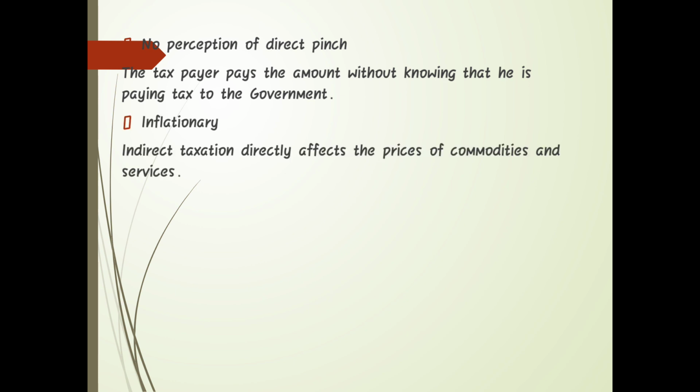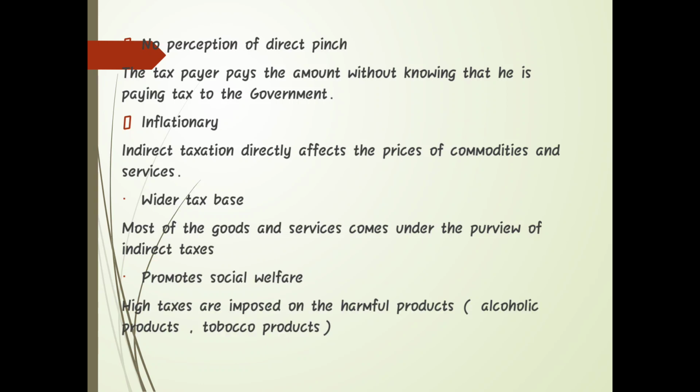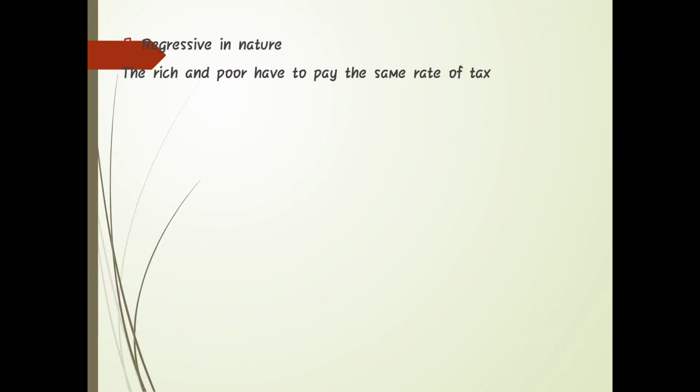And indirect taxation directly affects the prices of commodities and services. Also, most of the goods and services come under the purview of indirect taxes, and thus it promotes social welfare. That means high taxes are imposed on very harmful products like alcohol, tobacco, etc.